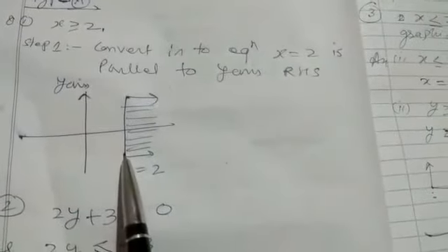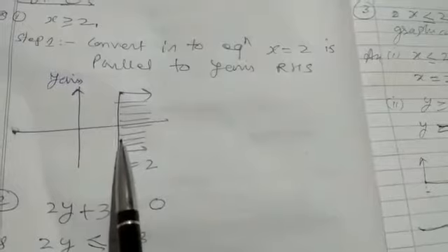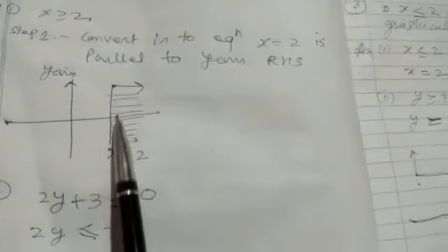So x equals 2 is the line which is parallel to the y-axis and to the right hand side of it. So we can draw it: that is the x-axis, that is the y-axis. The line x equals 2 is parallel to the y-axis and to the right hand side of it. So that is the line x equals 2.